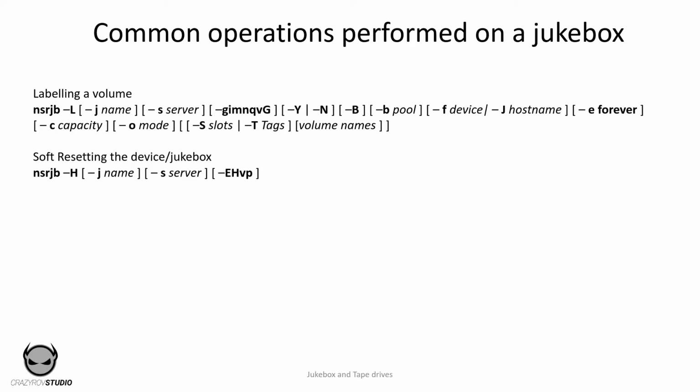You can also label a volume using the nsrjb command with the -L switch. Again, you have to indicate which volume is to be labeled by using the -S or the -T switch to indicate the slot or the volume name or the barcode respectively. Or you can also mention the volume name with the command without the -T and the -S switches.